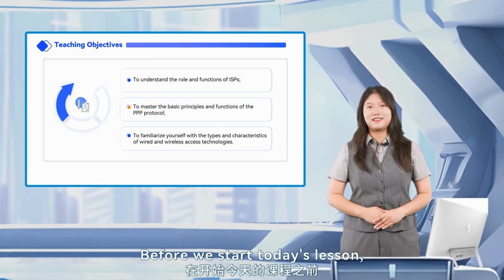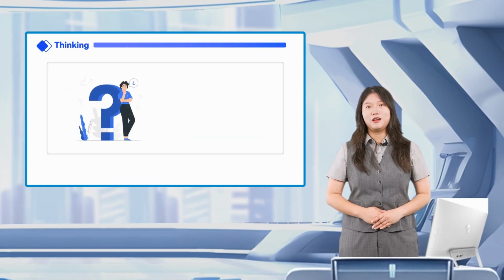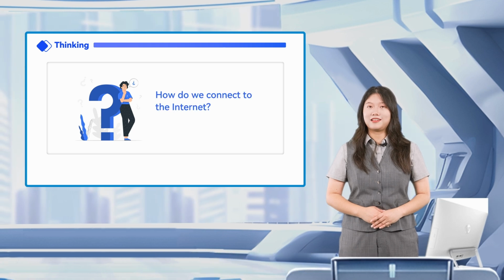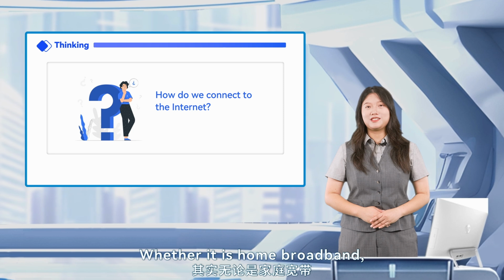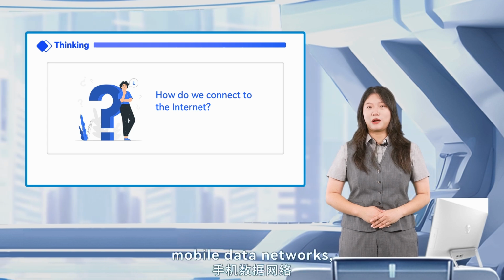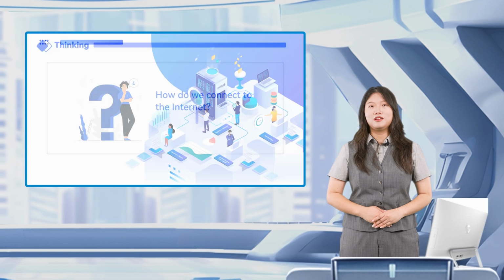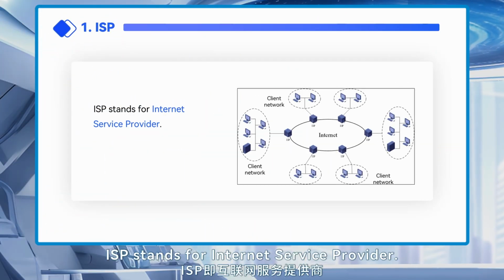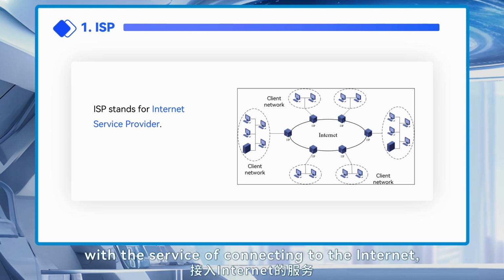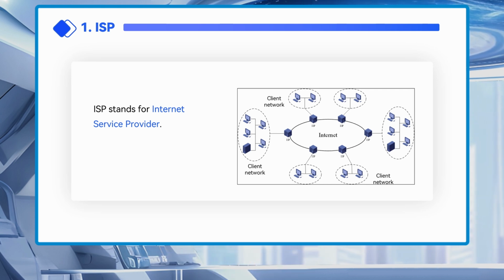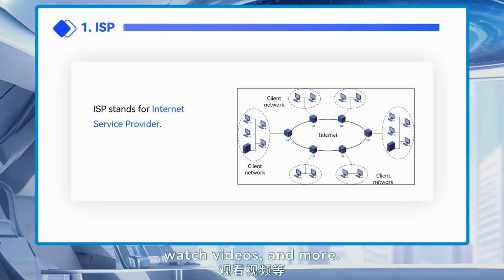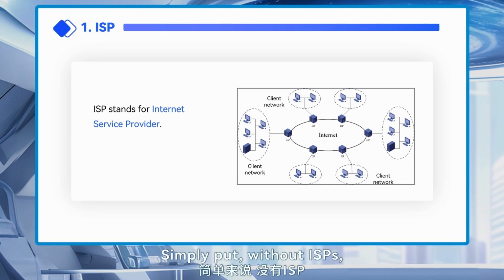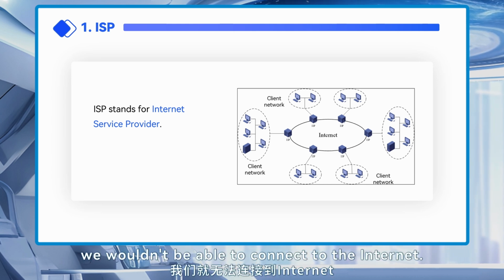Before we start today's lesson, let me ask you a question. How do we connect to the internet? Whether it is home broadband, mobile data networks, or corporate dedicated networks, they all rely on a crucial role: the ISP. ISP stands for Internet Service Provider. They provide us with the service of connecting to the internet, enabling us to browse the web, send emails, watch videos, and more. Simply put, without internet service providers, we wouldn't be able to connect to the internet.